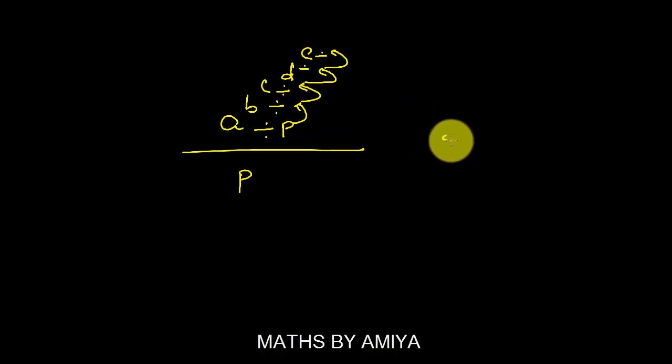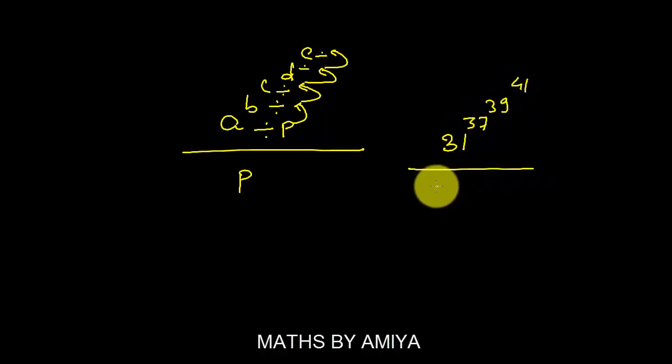Now solve a question. What is the remainder when 31 raised to power 37 raised to power 39 raised to power 41 is divided by 26? See, so we need to divide 31 by 26.